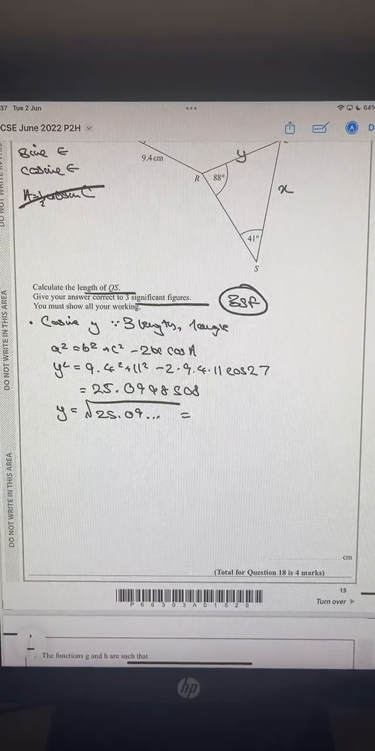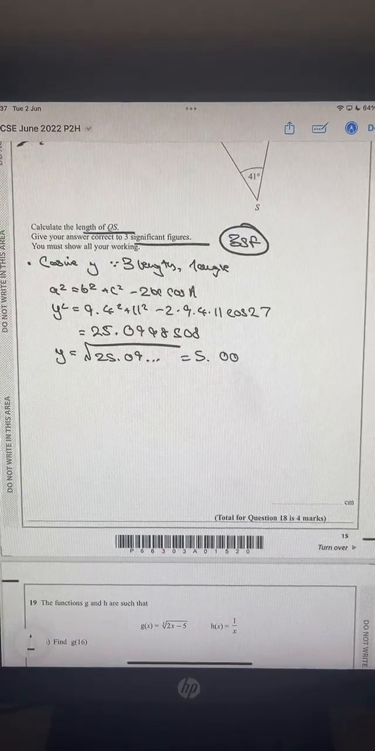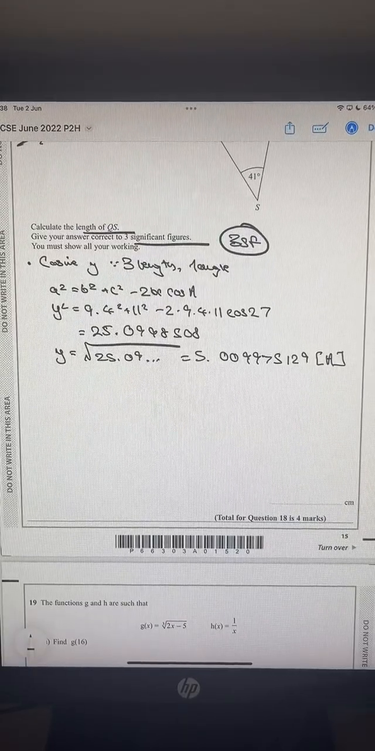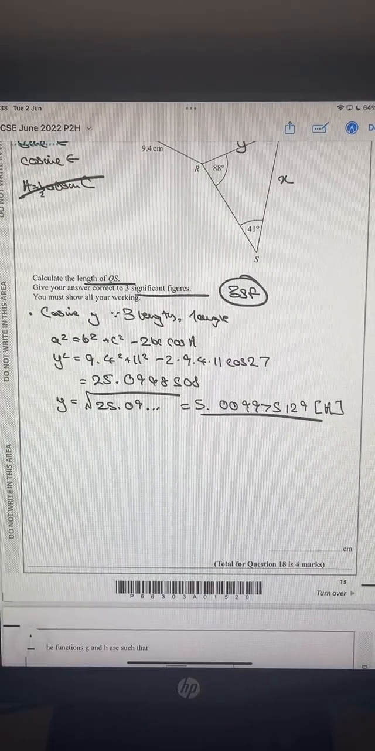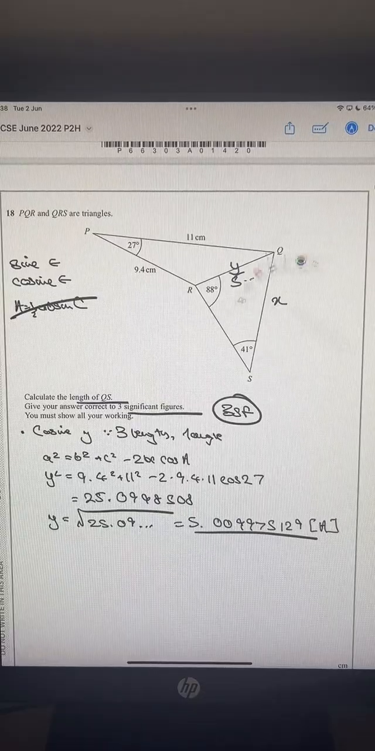And putting that into my calculator, I get 5.009975129, and I'm going to store that in my calculator as A using my store button. So I have the exact value, so I don't use a rounded one, just in case I get a rounding error towards the end. So this is my value for y, so I'll just label this as 5 here for now. Now I've got a side and an angle opposite, and a side and an angle opposite, so I can use the sine rule.